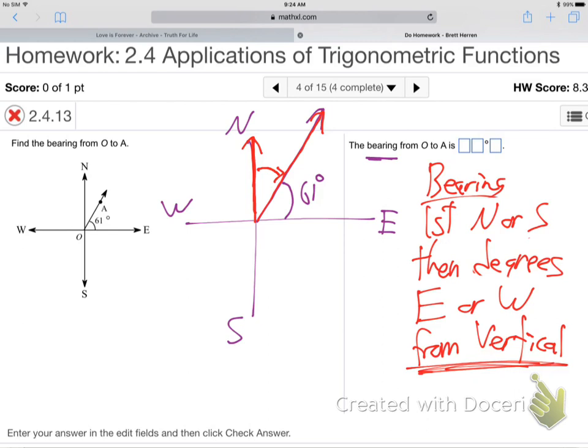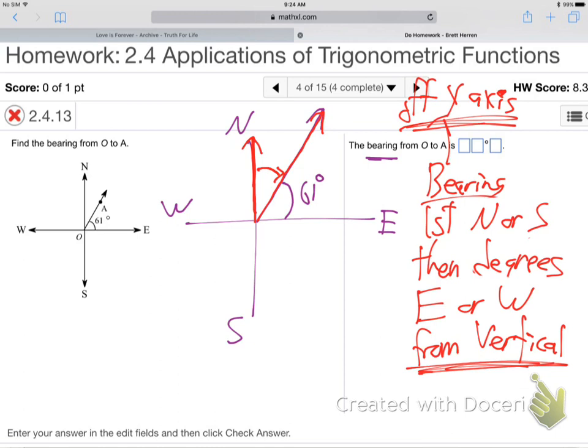So it's exactly the opposite of reference angles. Remember, reference angles, we always go off the x-axis. For bearings, you go off the y-axis. That's just how they made it. There's no reason for that. That's just common usage over the years. That's how people have listed bearings.